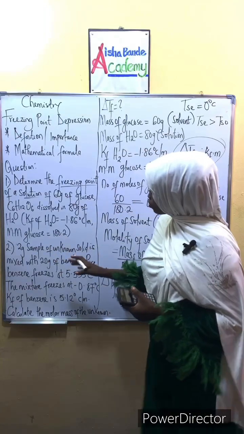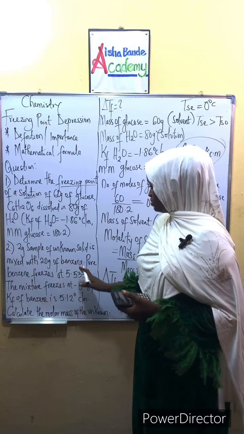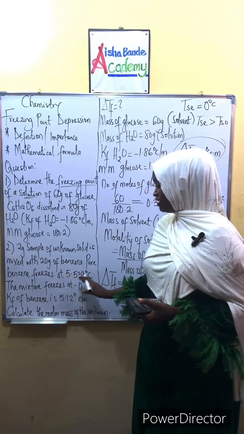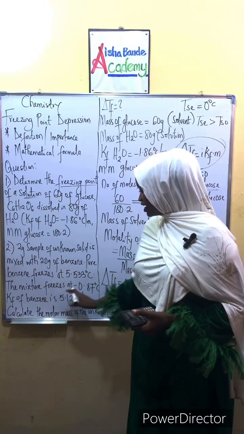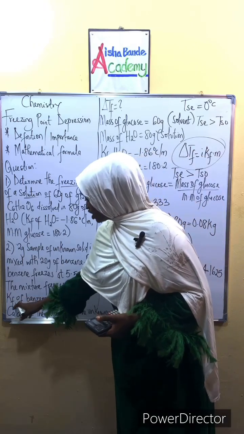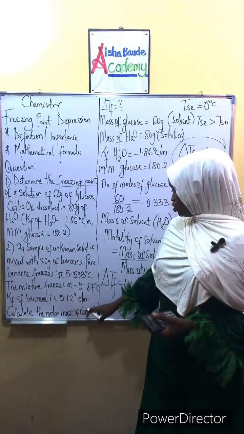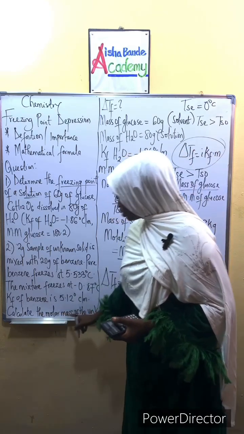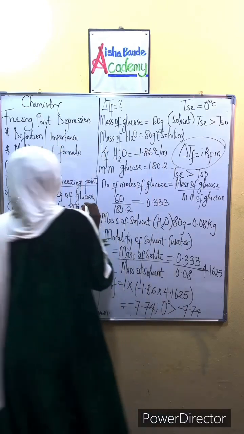The question says a 2-gram sample of unknown solid is mixed with 20 grams of benzene. Pure benzene freezes at 5.533 degrees Celsius. Then the mixture freezes at minus 0.87 degrees Celsius. We are given the Kf of benzene as 5.12 degrees Celsius per mole, and we are asked to calculate the molar mass of the unknown. So let's solve this question.